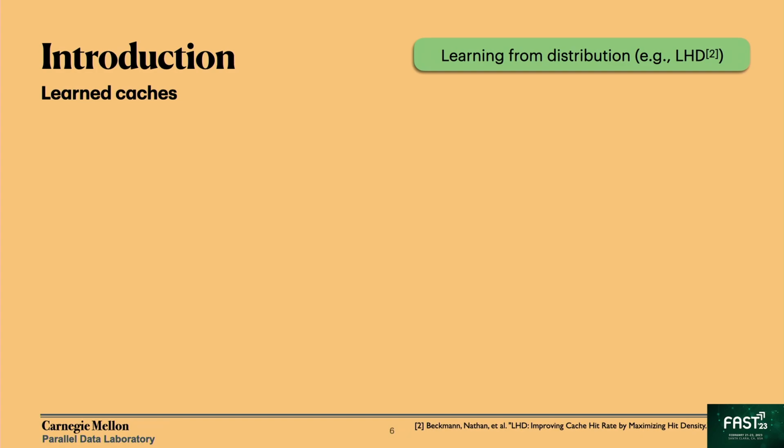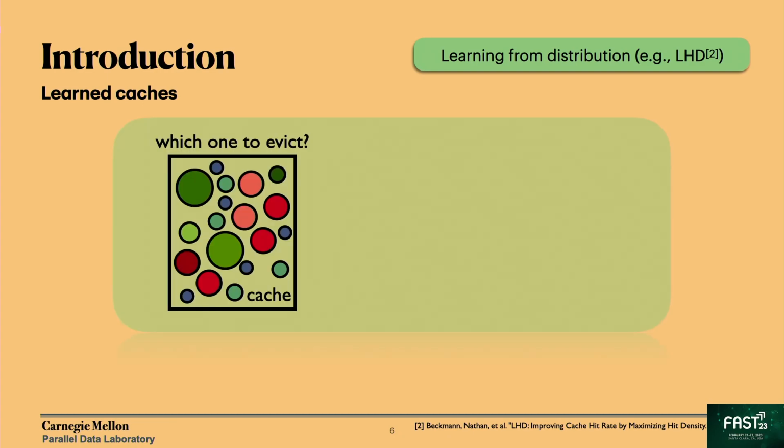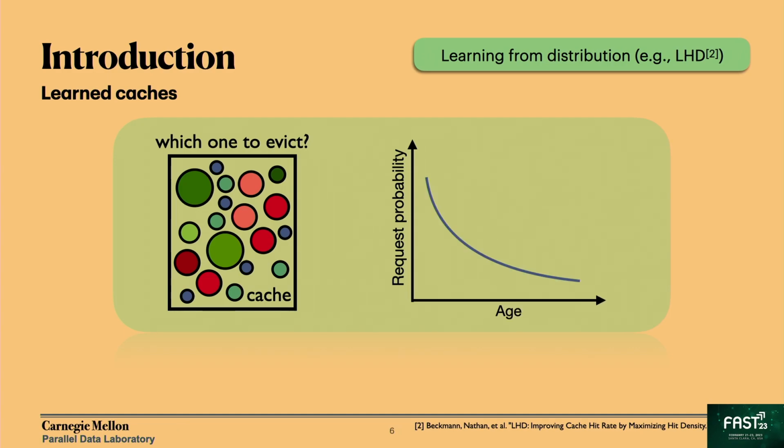The second type of learned cache is learning from distribution. An example system is LHD, which is least hit density. LHD models request probability over age for objects in the cache. And it may have a curve like this or like this. So it uses the request probability together with features such as size to calculate a score for each object, then evicts the object which has the lowest score.